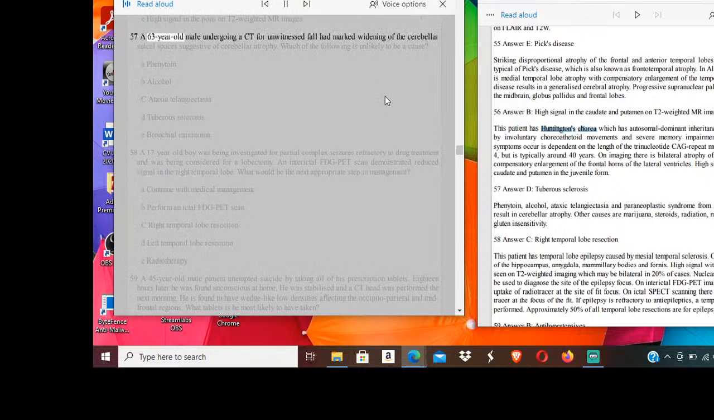57. A 63-year-old male undergoing a CT for unwitnessed fall had marked widening of the cerebellar sulcal spaces suggestive of cerebellar atrophy. Which of the following is unlikely to be a cause?